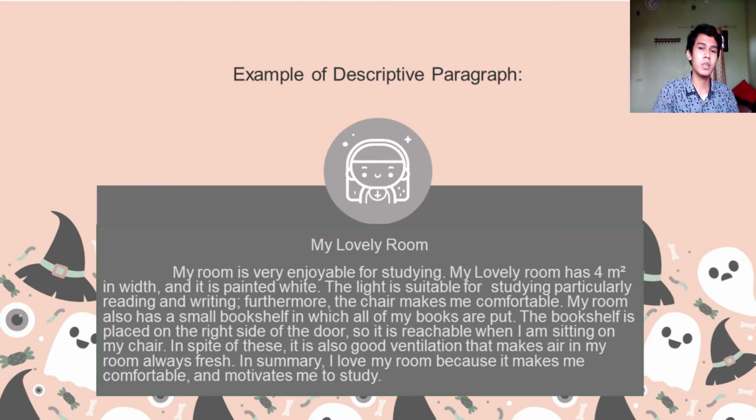Here's the example of descriptive paragraph. In this paragraph, the title is Talk About My Lovely Room. If the title is like this, the title says Lovely Room. If this is a descriptive paragraph, he should tell about his room, his lovely room. So as you can see, in this example, he's talking about his lovely room.